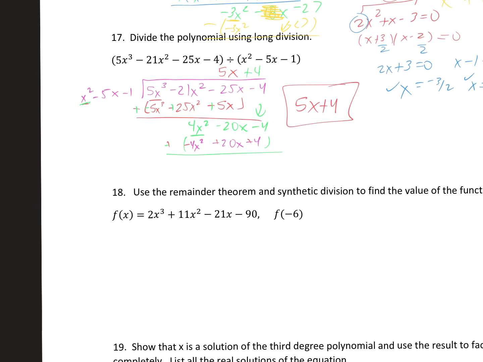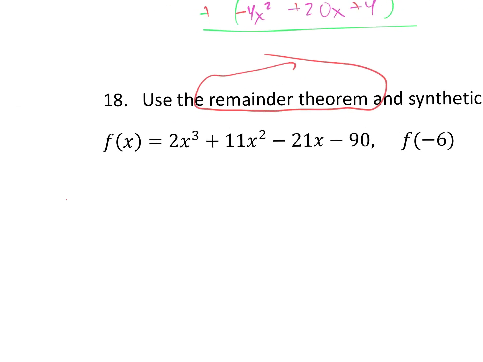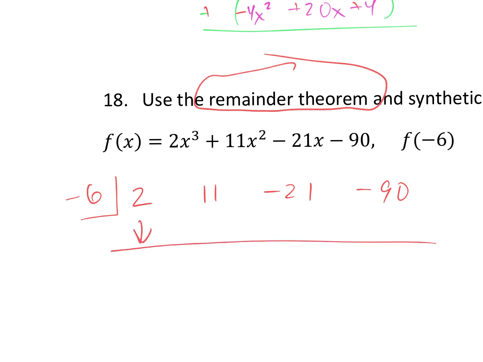Guys, what do they mean when they say remainder theorem? It's the only thing we care about, the remainder. They're giving me the value they want me to use with synthetic division, negative 6, up here in the corner. Now, I read out the coefficients of all of my exponents. So 2, 11, negative 21, negative 90, right? Yeah? You guys are going to be allowed to use a calculator.